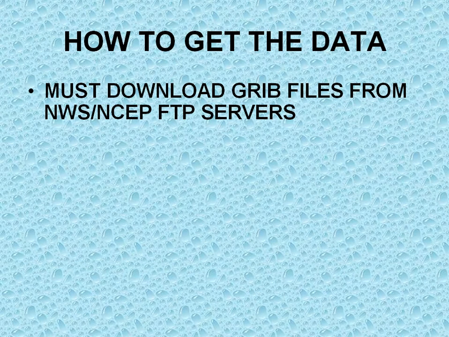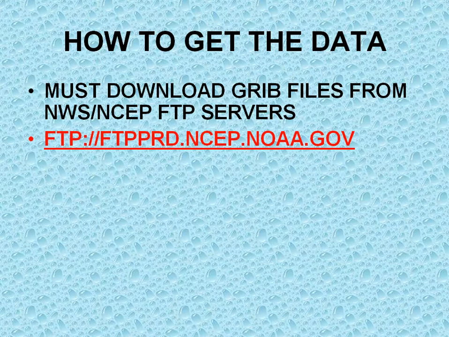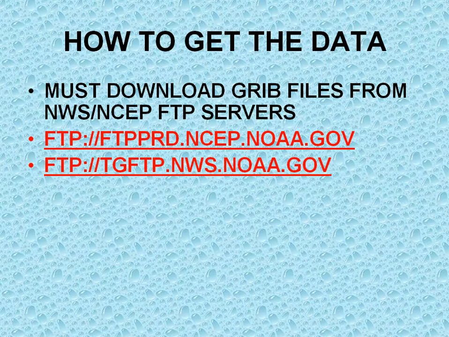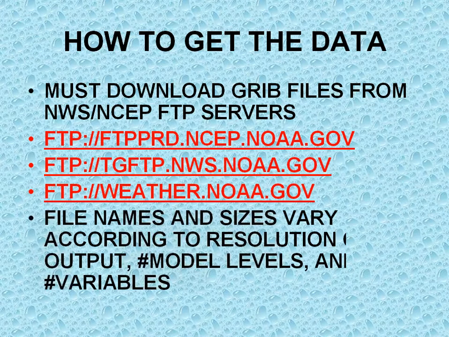So how to get the data? You have to download what are called grid files, gridded binary files from the FTP servers, and the National Weather Service and NCEP both have them. These are some of the FTP sites. I won't actually read them out here. We'll just sort of list them one by one. And the file names and the sizes vary according to the resolution of the output, the number of model levels, and the number of variables that you're looking at.